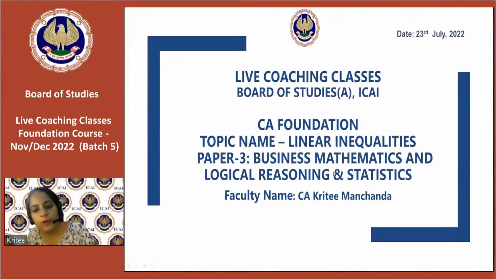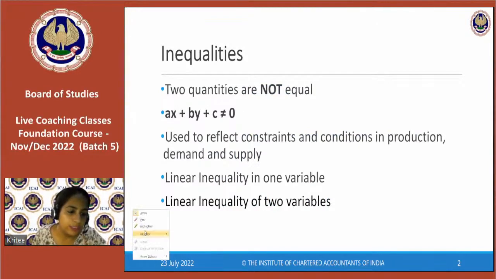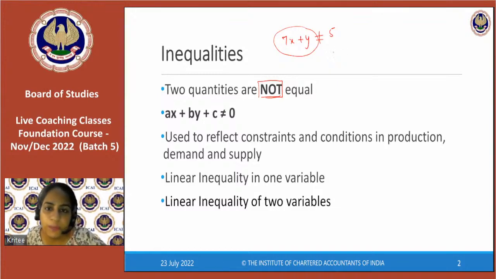We'll cover the topic of linear inequalities. Under linear inequality, first we need to understand what is inequality. That is when two quantities are not equal, then the inequality arises. So mentioning not equal, something like 7x plus y is not equal to 5. That is, if we are adding the two numbers, anything is possible, but it should not be equal to 5.